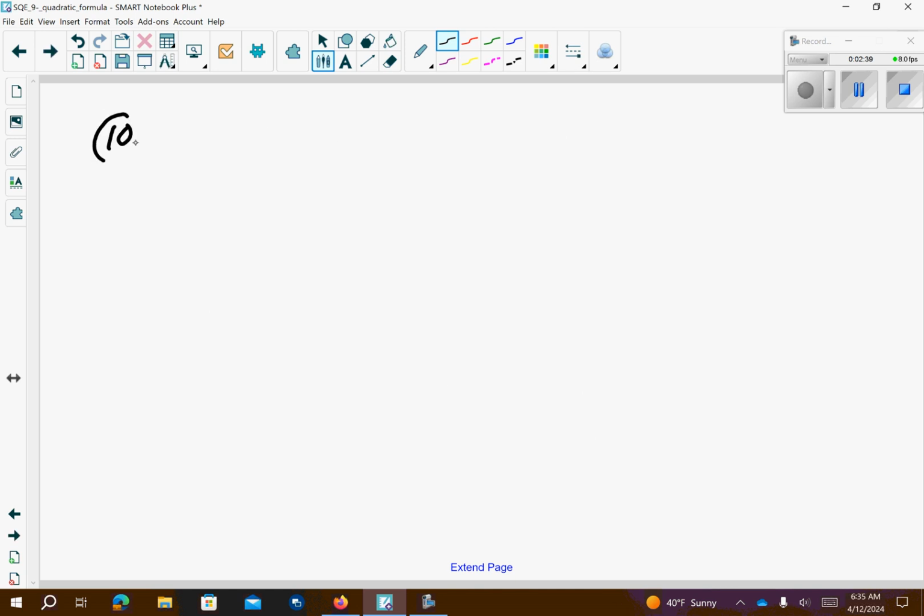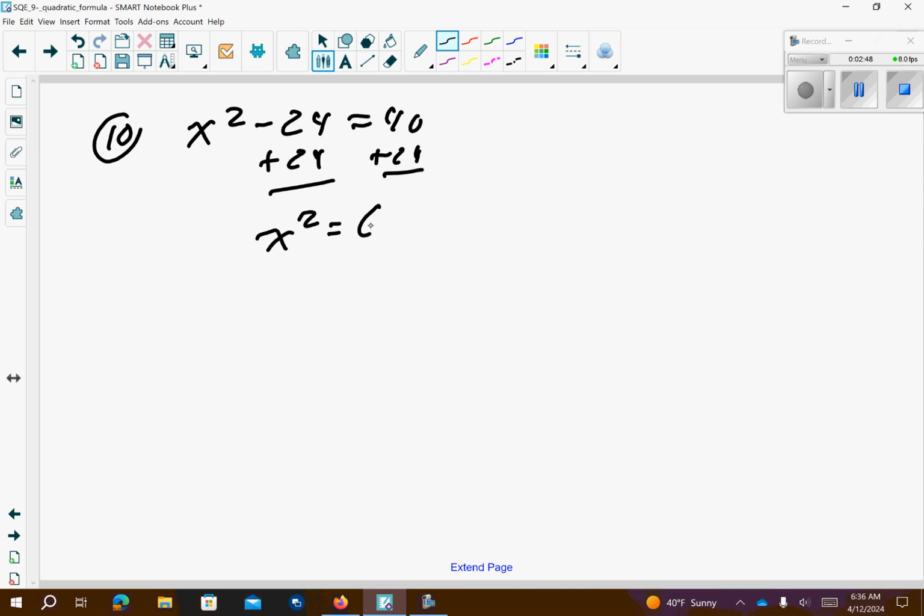Number 10 we already did, but I'll just do it again just in case you didn't write it down. So add 24 to both sides. X squared equals 64. Square root. Don't forget plus minus. X equals plus or minus the square root of 64, which is 8.